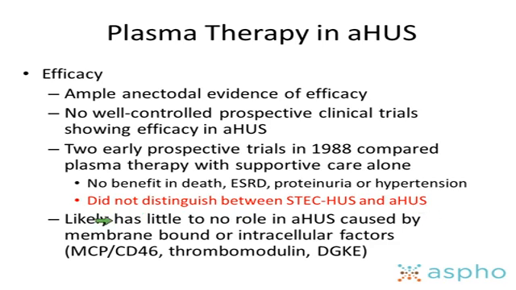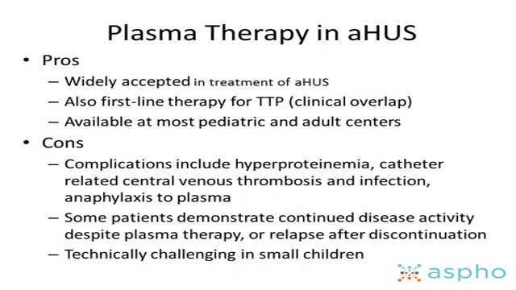Plasma therapy likely has very little role in atypical HUS caused by a membrane-bound factor like MCP or thrombomodulin, or an intracellular protein like diacylglycerol kinase beta. So what are some of the accepted benefits of plasma therapy? It certainly does enjoy anecdotal evidence of its efficacy. It's also the first-line therapy for TTP, and there's diagnostic uncertainty because of the clinical overlap.